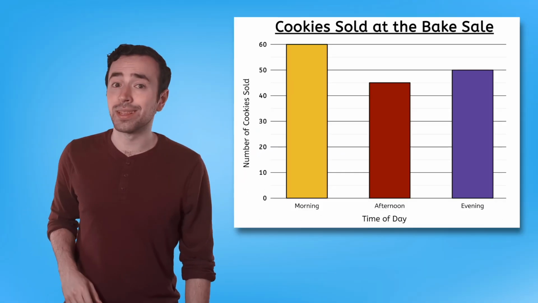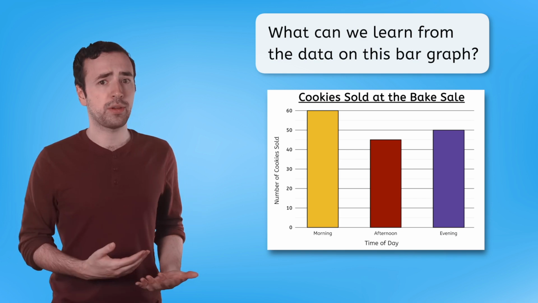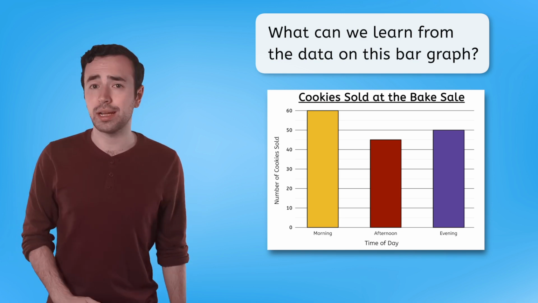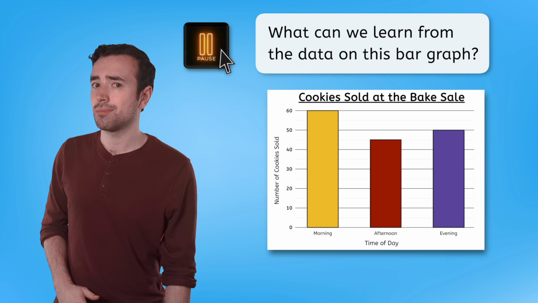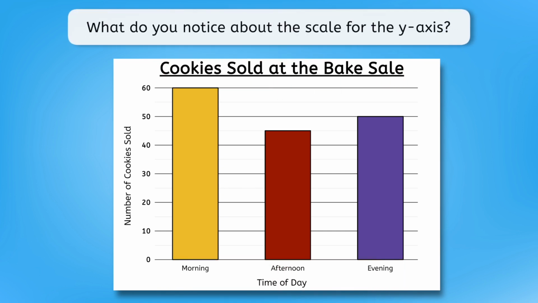Graphs can provide a lot of information, so what can we learn from the data on this bar graph? Pause here to record your thinking in your guided notes. This graph has the title Cookies Sold at the Bake Sale, with an x-axis labeled with the different times of day. What do you notice about the scale for the y-axis? Does it count by 1s, 4s, 5s? Looks like Mia counted by 10s. These must be some pretty big numbers.